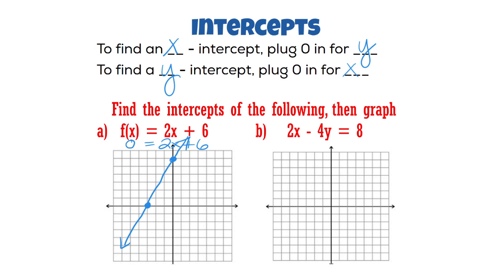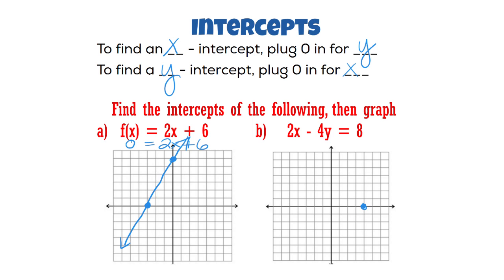If I was going to do my x-intercept, I would plug 0 in for y, which would make this whole term go away. And what do you think your x would have to equal then? It'd have to equal 4. So my x-intercept is 4.